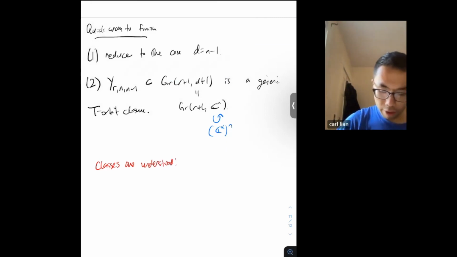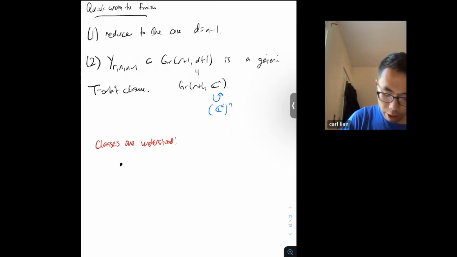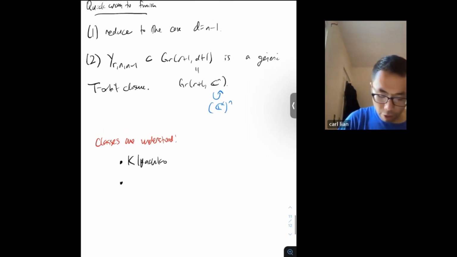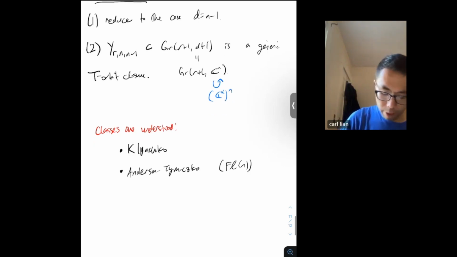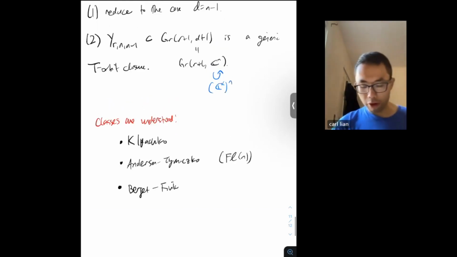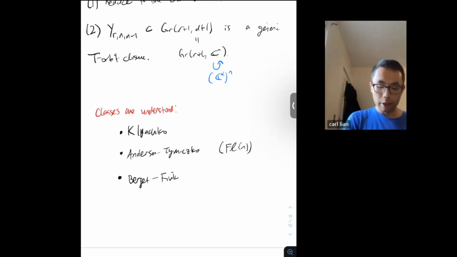Why I did red. So for instance, they were computed in the 80s by Kliachko. For more general flag varieties, there's a different formula by Anderson and Tomashko on the full flag variety, and this actually specializes, but Birgit and Fink gave a different calculation, which is a special case of the Anderson-Tomashko formula. But let me just state the Birgit-Fink formula.